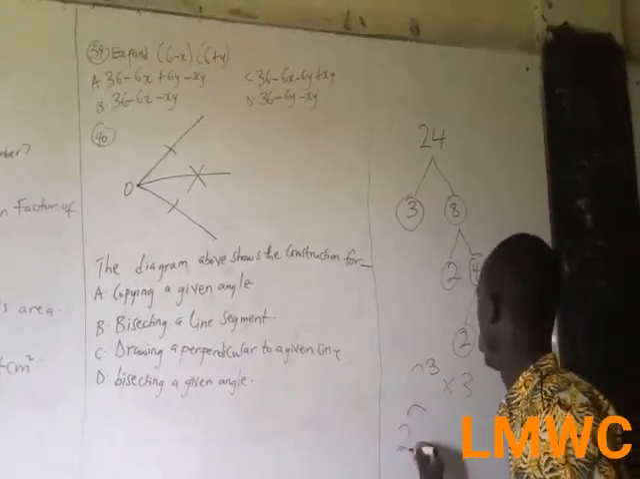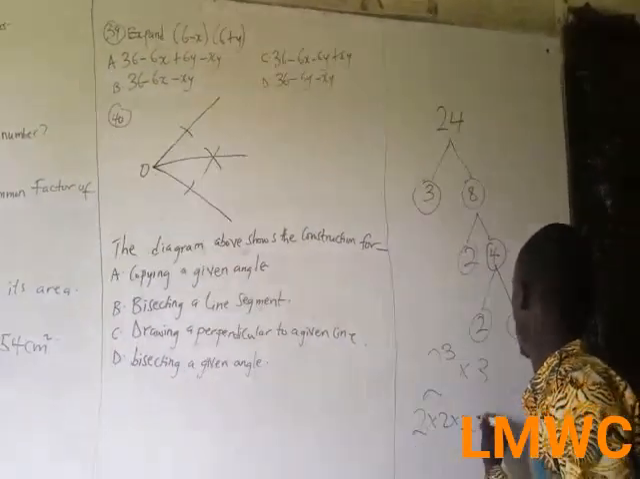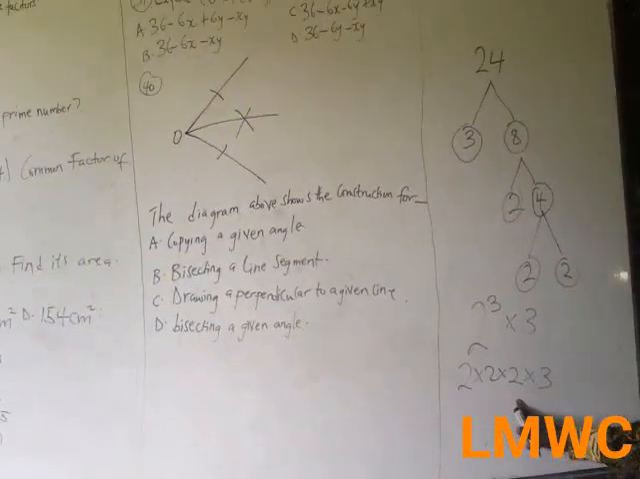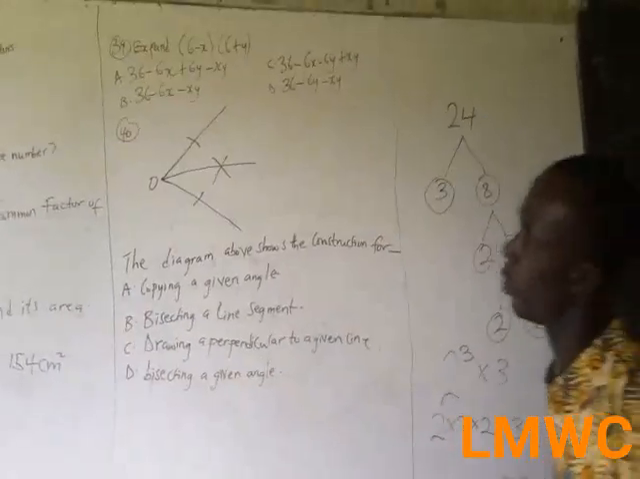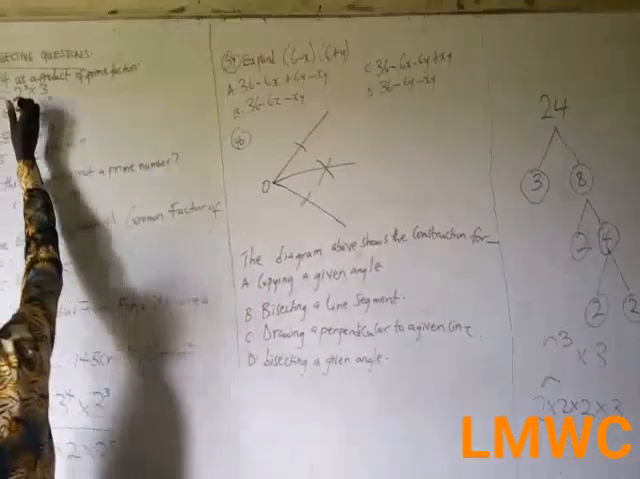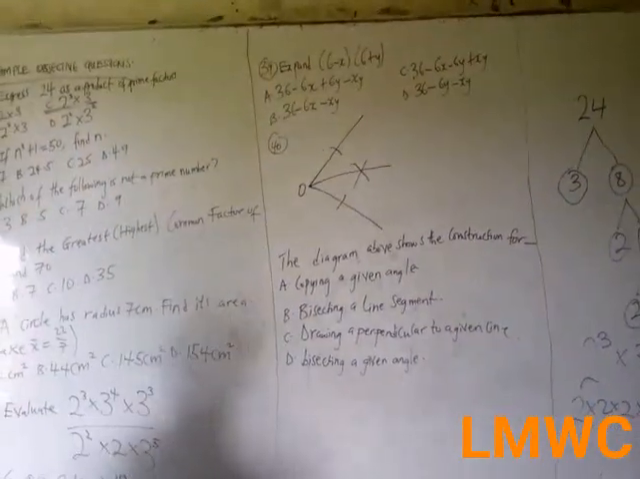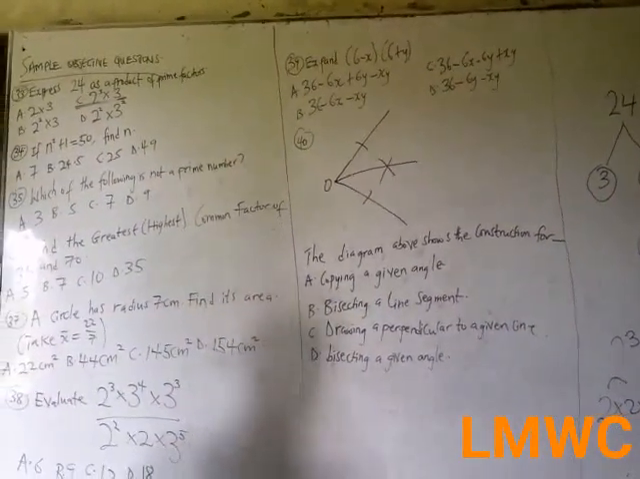This is the same as 2 times 2 times 2 times 3. 2 times 2 is 4. 4 times 2 is 8. 8 times 3 is 24. So the answer is C. We have C as our answer. If n squared plus 1 is equal to 50, find n.